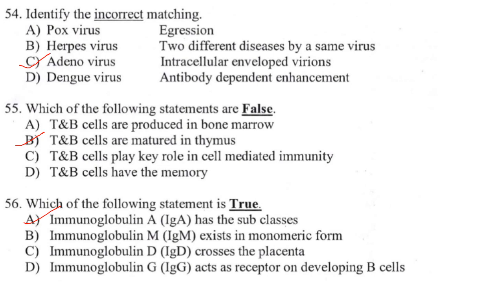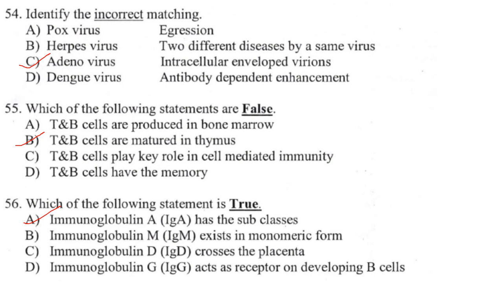Then next one, which of the following statements are false? T and B cells are produced in bone marrow. Yes. T and B cells are matured in the thymus. No. T cells mature in the thymus and B cells in the bone marrow. So option B itself is false. T and B cells play key role in cell-mediated immunity. Yes, T and B cells have memory. That also is correct.